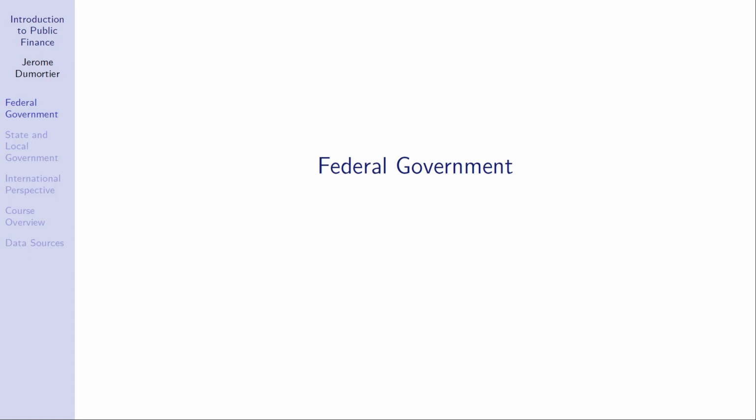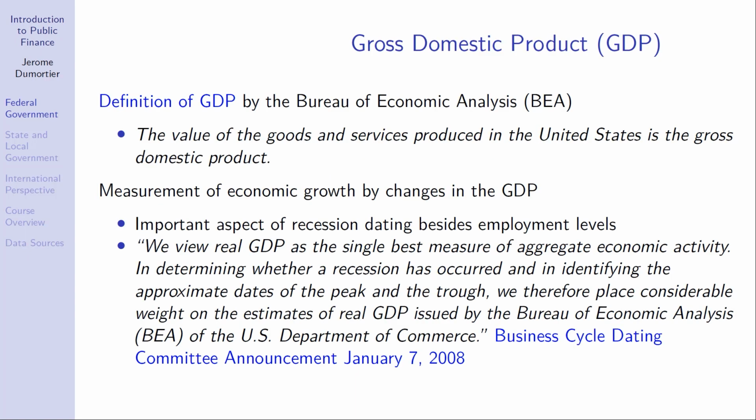Now let us have a look at the federal government first. Before we start talking about the taxes and revenues of the federal government, we are going to look at what gross domestic product means. Here I have the definition of GDP provided by the Bureau of Economic Analysis. Basically it says that GDP is the value of the goods and services produced in the United States. Of course, this is also valid for other countries.